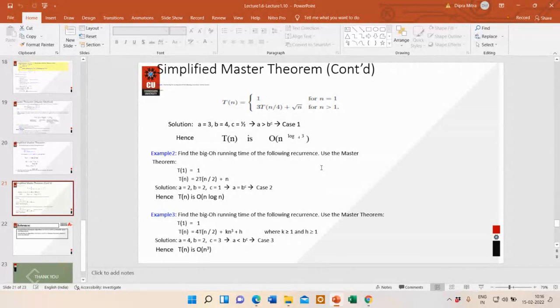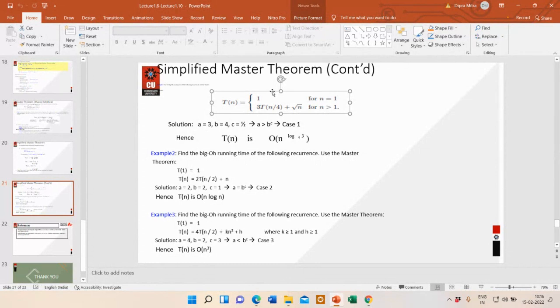Sir, this value, where did this value come from? Yes, actually, it is an example. How are you implementing this example in the master theorem, sir? Please explain.